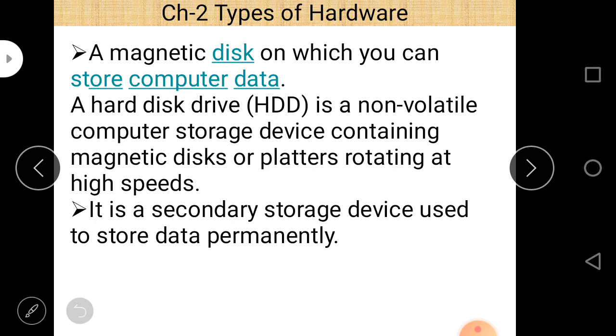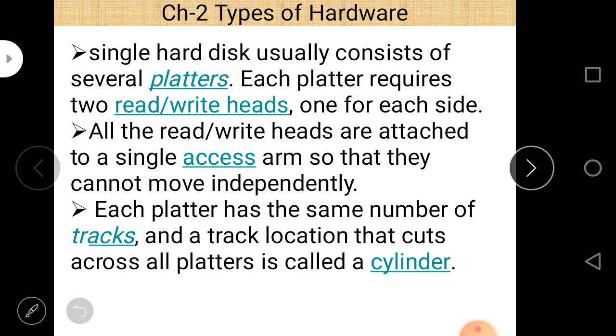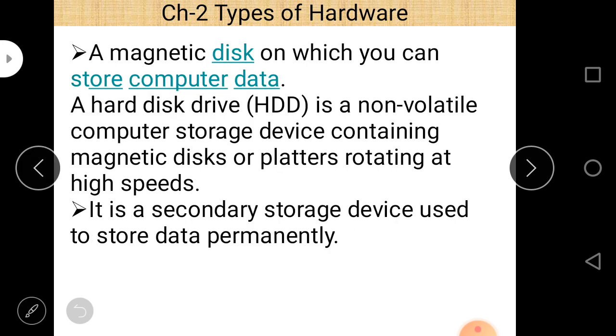Next is the magnetic disk. What is a magnetic disk? Actually, the floppy disk is a type of magnetic disk. We already discussed what a magnetic disk is: a disk on which you can store computer data. A hard disk, or hard disk drive (HDD), is a non-volatile computer storage device containing a magnetic disk of platters rotating at high speed. It is a secondary storage device used to store data permanently. So this is about the hard disk.